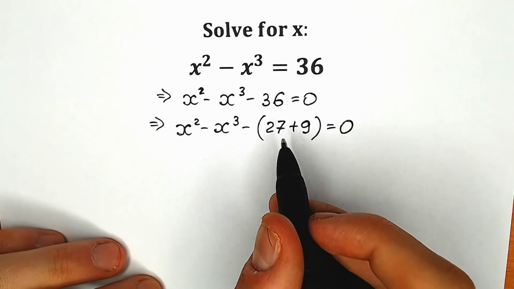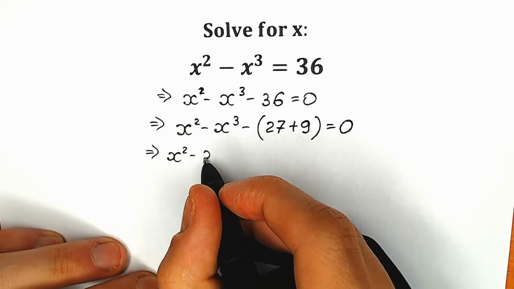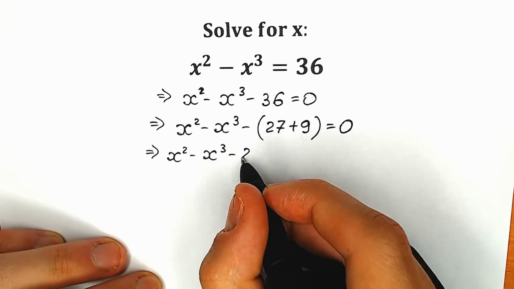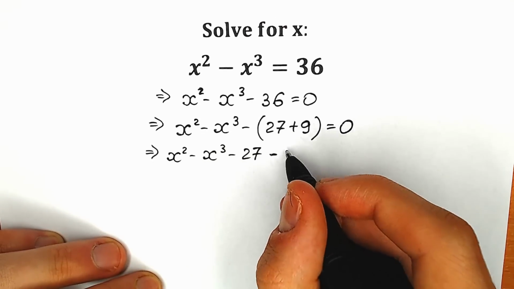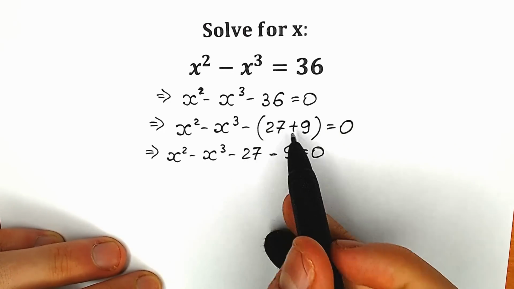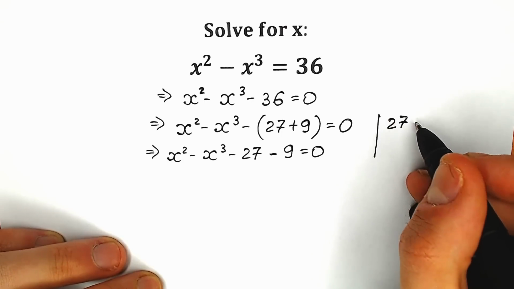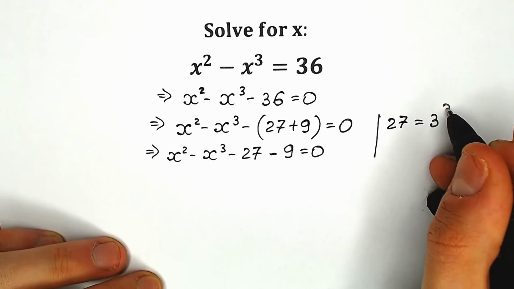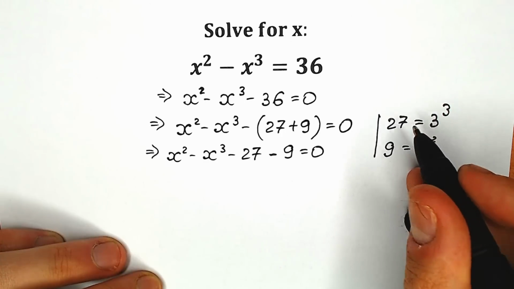Right now, let's open our parentheses. As a result, we will have x squared minus x cubed minus 27, and minus 9, because we open our parentheses. And why do I write this 36 as 27 plus 9? Because 27 is a really great number. 27 equals 3 cubed, and 9 equals 3 squared. So according to this substitution, it looks like that.